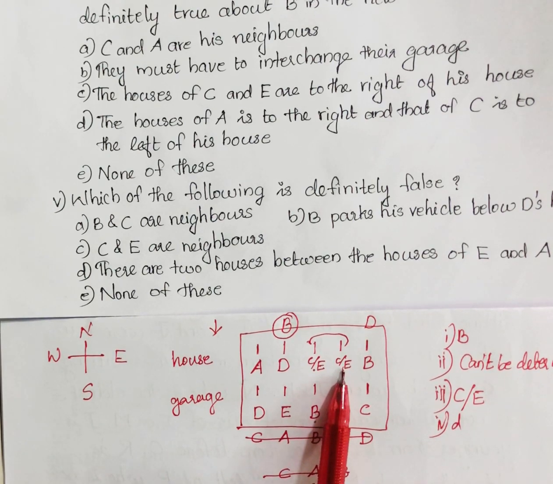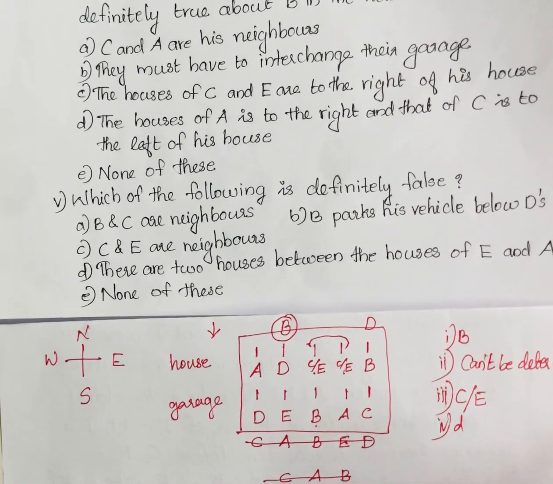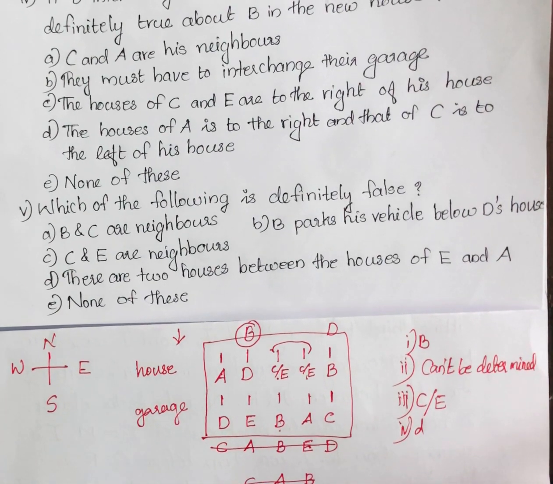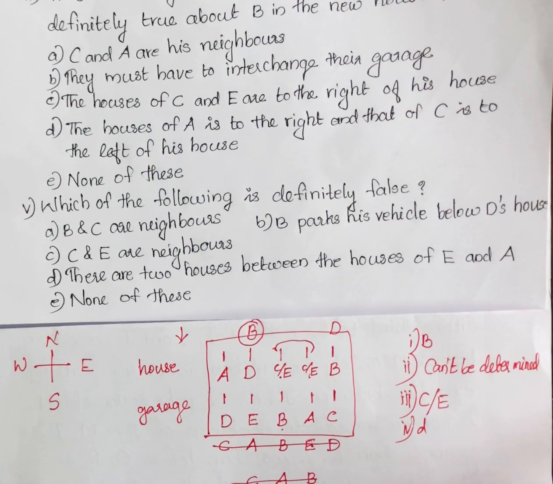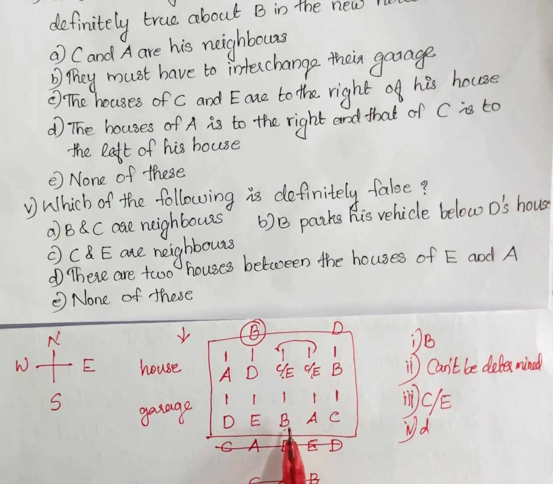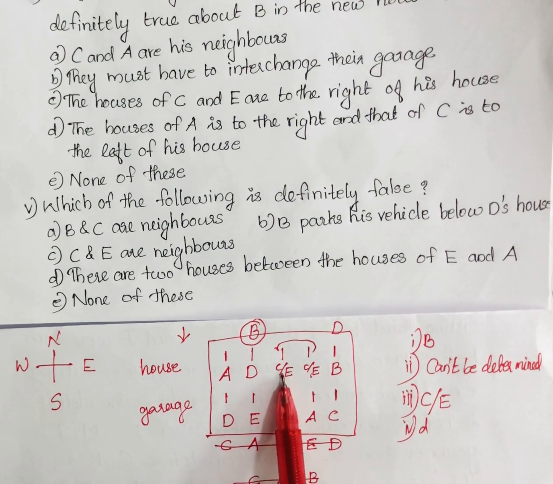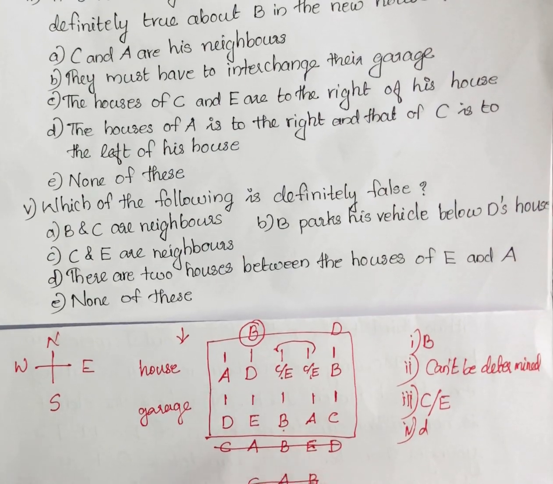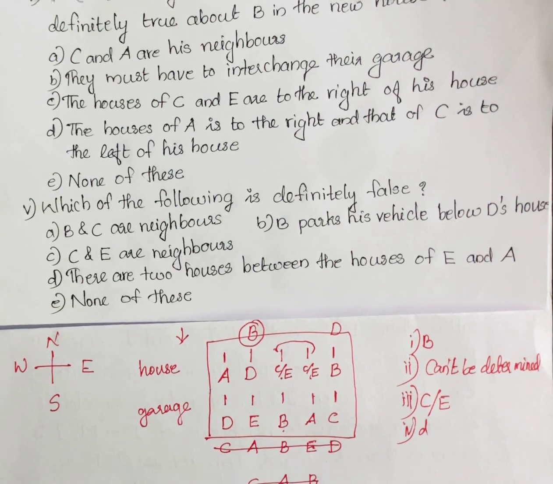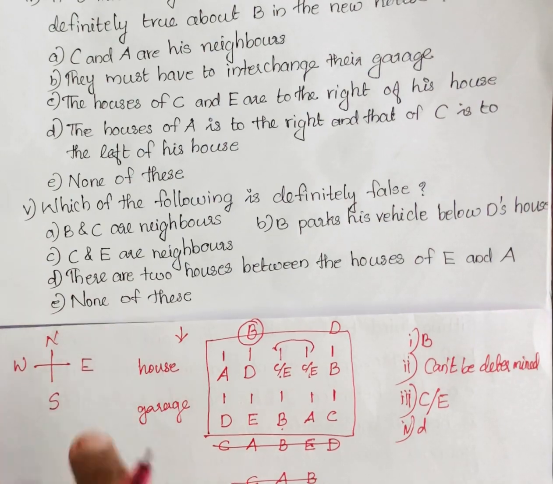Then B parks his vehicle below D's house. B is not below D's house. It may be above. Its house is either C or E. It is not below D's house. So that is definitely wrong or false. So B may be the answer, but we have to check the remaining options also.